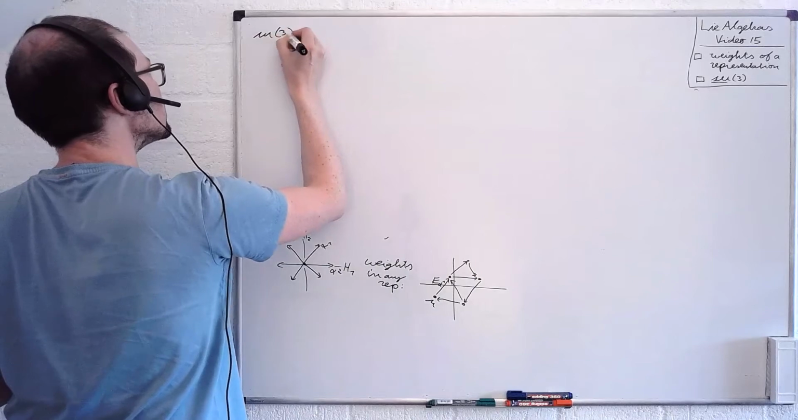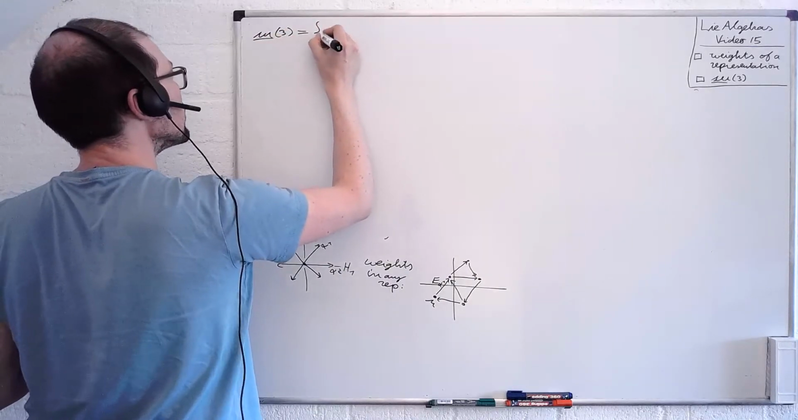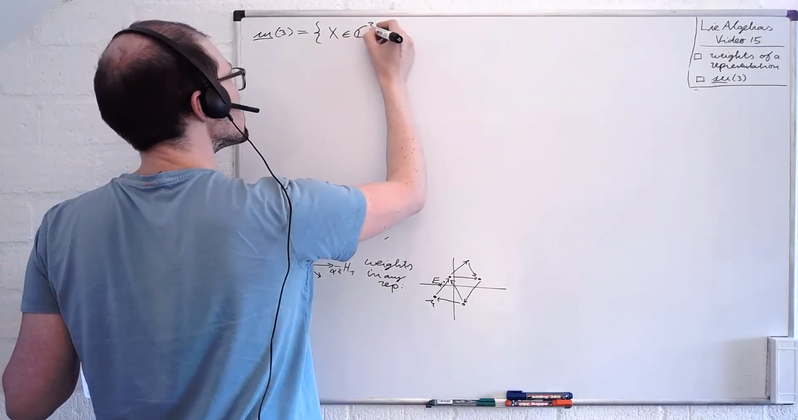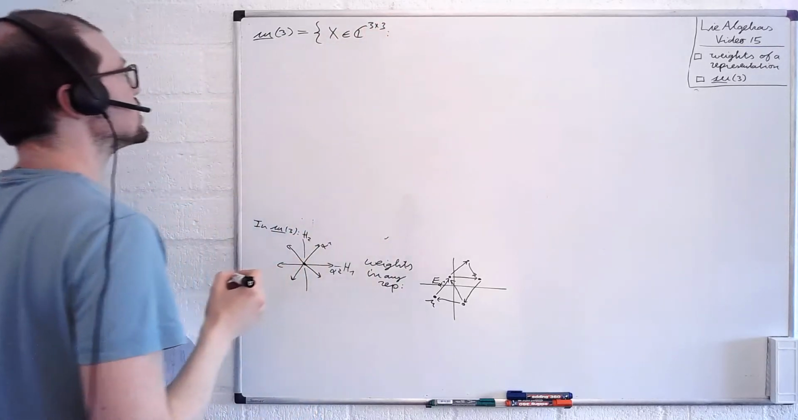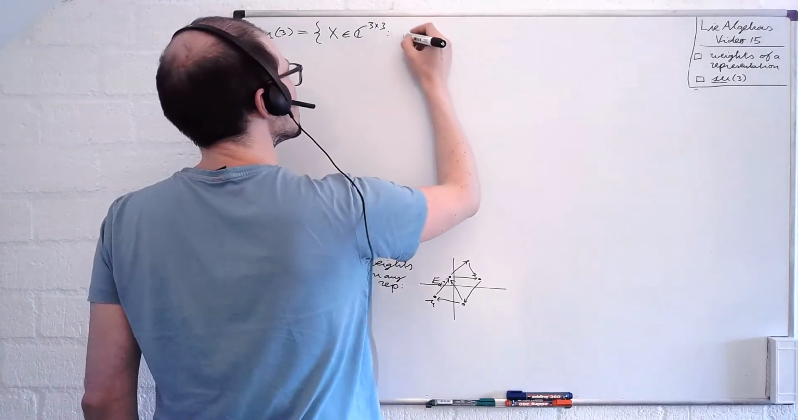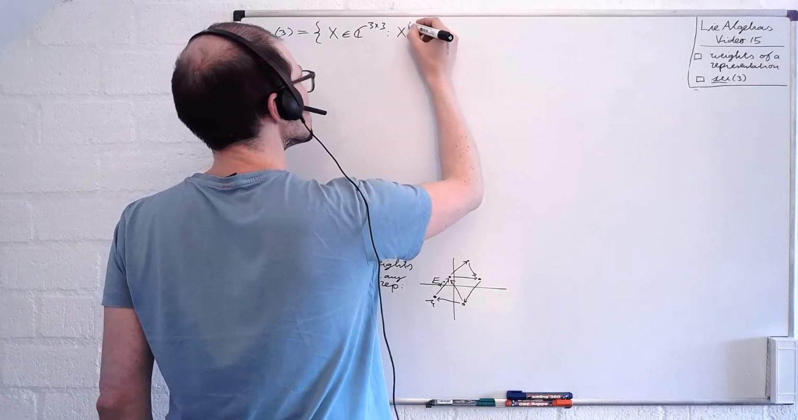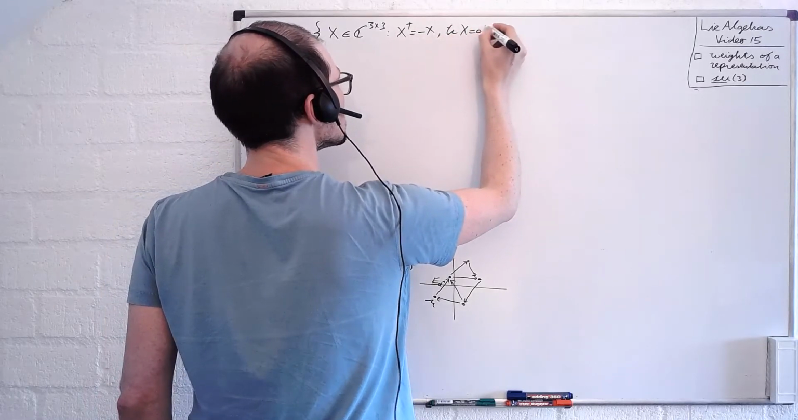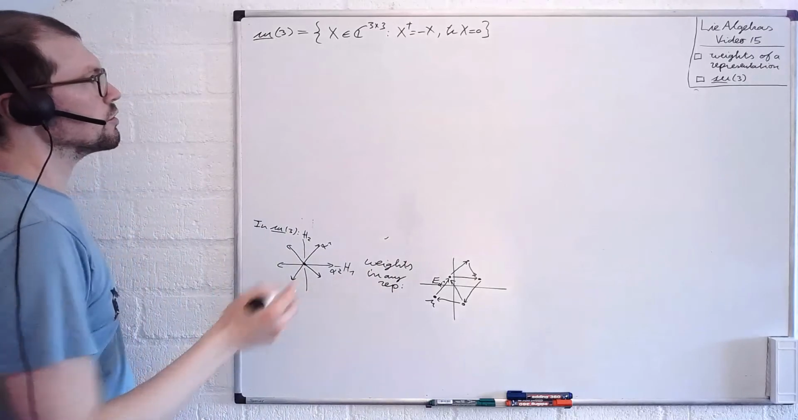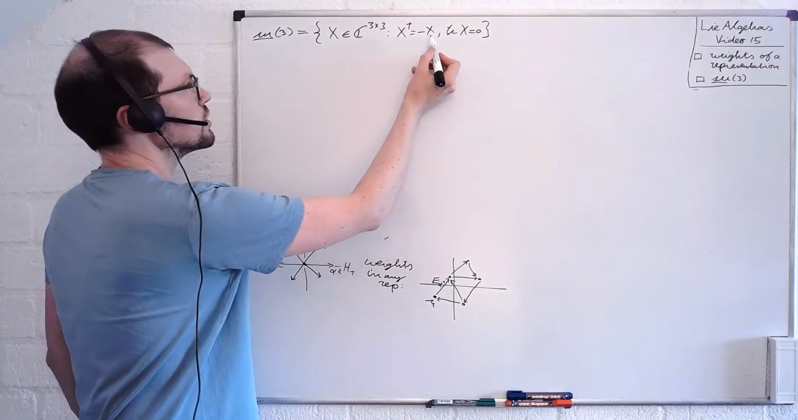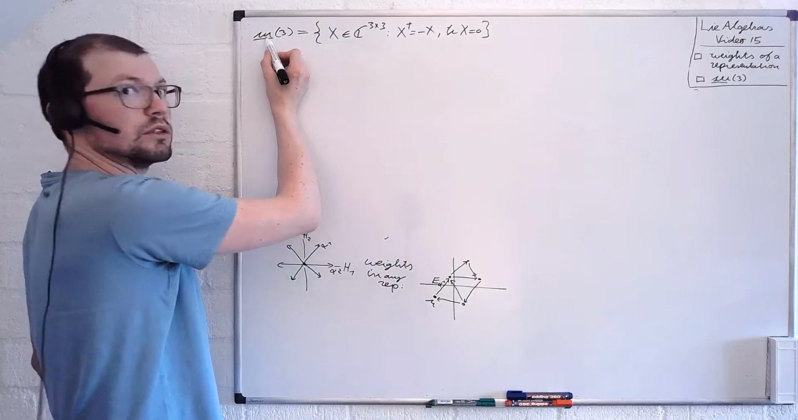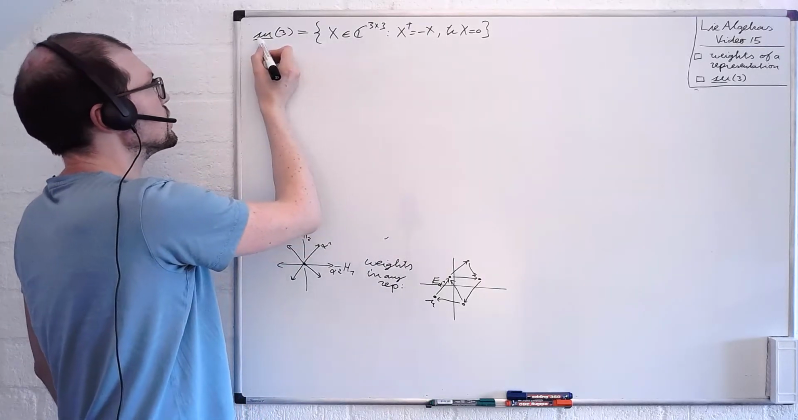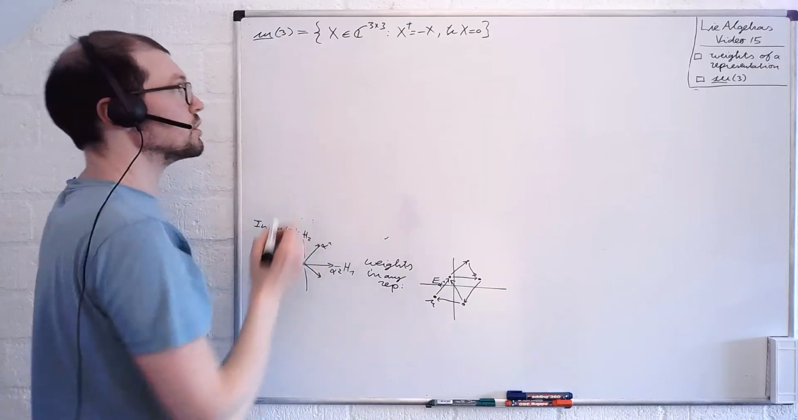SU3, if you remember, is the set of 3 by 3 complex matrices which are skew Hermitian, so x dagger is minus x, and traceless. So recall this condition corresponds to the unitary condition on the Lie group, and the traceless condition corresponds to the determinant equal to 1 condition on the Lie group.